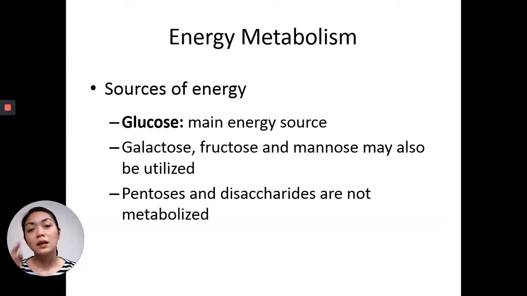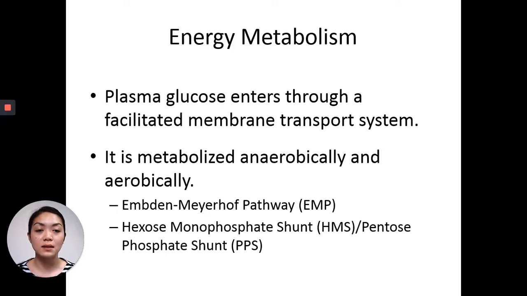If you recall, it can be converted to glucose to enter the glycolytic pathway. And also fructose and mannose, which are monosaccharides also. But disaccharides and oligosaccharides, like the pentoses in your nucleic acids or ribose, are not metabolized, or cannot be metabolized, by our red blood cells. So the main source is glucose.